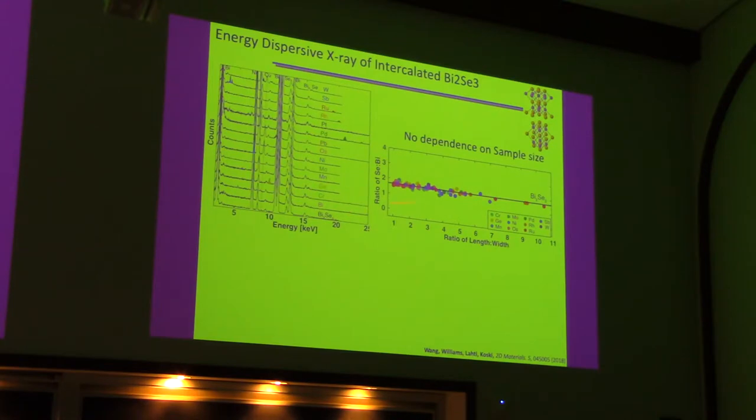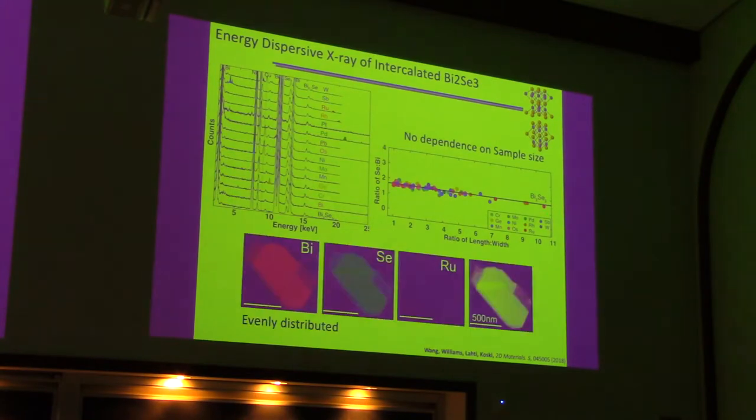There's no dependence on the sample size. We can use big giant crystals and this works. We can use little tiny powders, and this still works. This is just showing you how the bismuth to selenium ratio doesn't change. It means there's no reaction with the host, even though we're getting a lot of intercalant in.